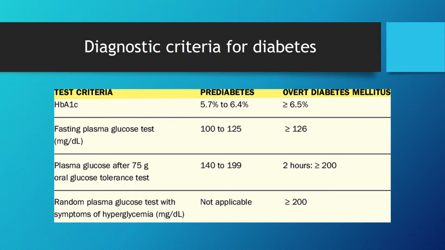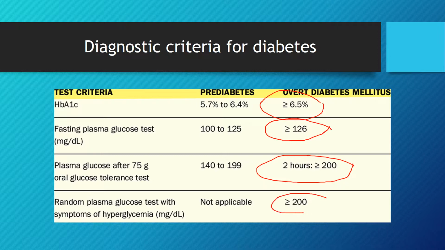Diagnostic criteria for diabetes include a hemoglobin A1C more or equal to 6.5%, as you can see here, or fasting plasma glucose of more or equal to 126, 2-hour glucose in a glucose tolerance test more than 200, or a random plasma glucose with symptoms of hyperglycemia of more or equal to 200. The symptoms of hyperglycemia include dry mouth, polyuria, polydipsia, fatigue, and weight loss.